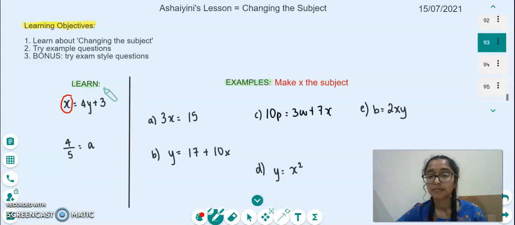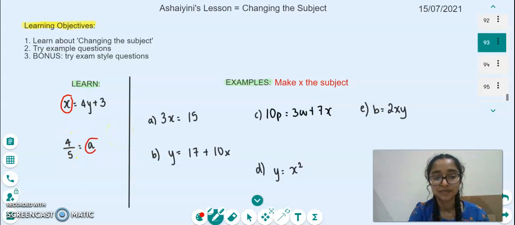So that's what we mean by changing the subject, the idea of getting a letter to equal an equation or an expression. So in the second one, 4 over 5 equals a, a is the subject. Both of these equations, we didn't have to change anything around. Already, the expression is equal to a letter, which is the subject. So that's what we mean, okay, by changing the subject.